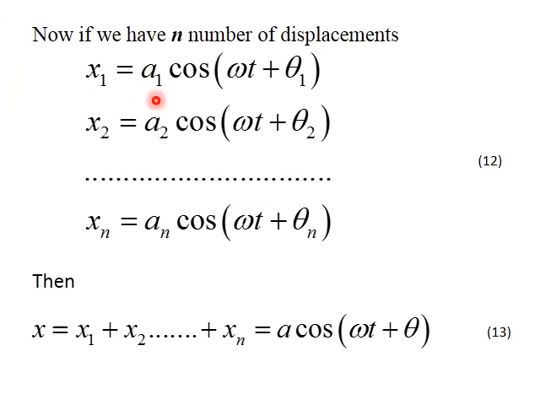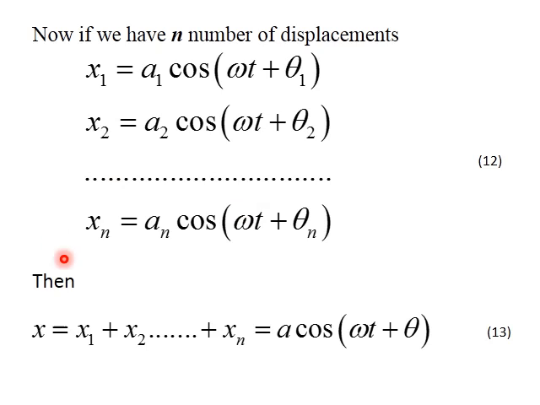Now, till now we have considered only two waves, that is, two displacements. Instead of 2, if we have n number of displacements, nothing much is going to change. We'll have x1 equal to a1 cos(omega t plus theta 1), x2 equal to a2 cos(omega t plus theta 2), and so on up to xn, which is an cos(omega t plus theta n). Here also omega, the frequency, remains the same.